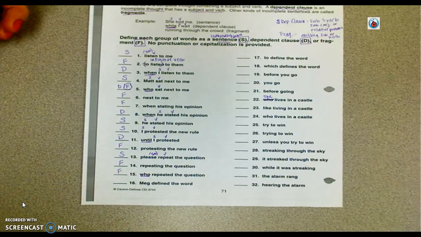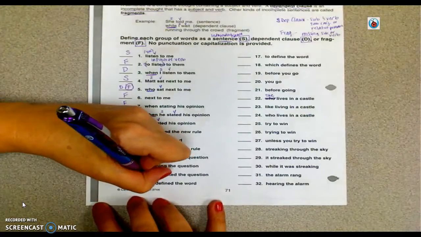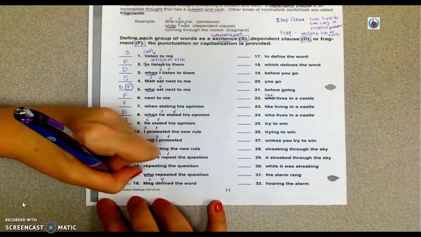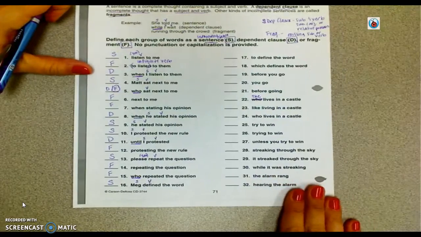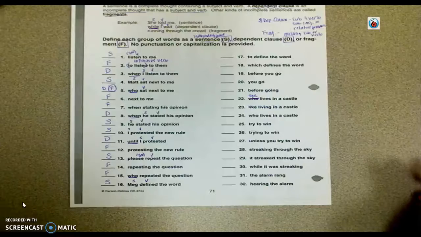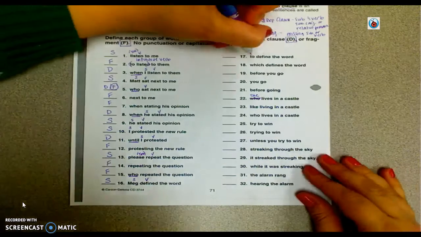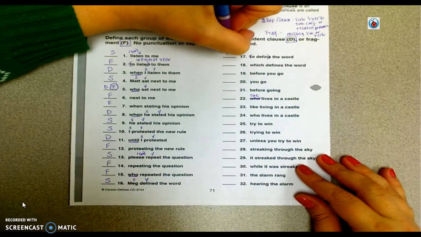Okay? Number 16, Meg defined the word. Who or what did it? Meg. What did she do? She defined. It's a sentence. Number 17, to define the word. We've got that infinitive verb form again, and it's a fragment.